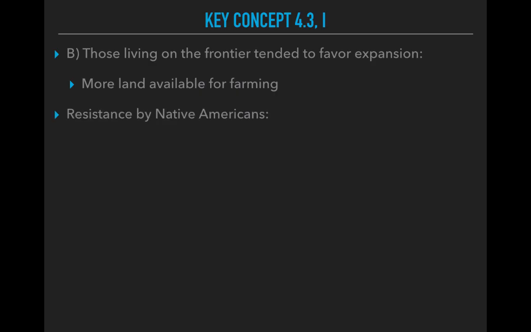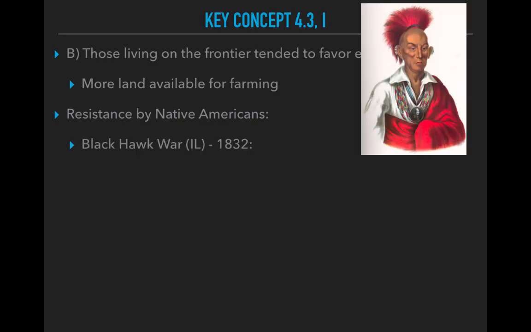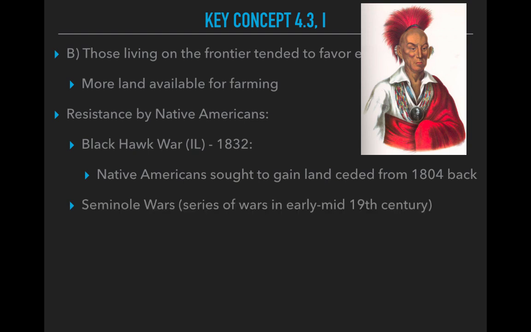Now, with expansion comes resistance by Native Americans. We have the Black Hawk War, which was in Illinois in 1832, and Abe Lincoln was actually a part of this, although he did not see any combat. Native Americans sought to gain back land that they ceded to the U.S. government in 1804. They were unsuccessful.